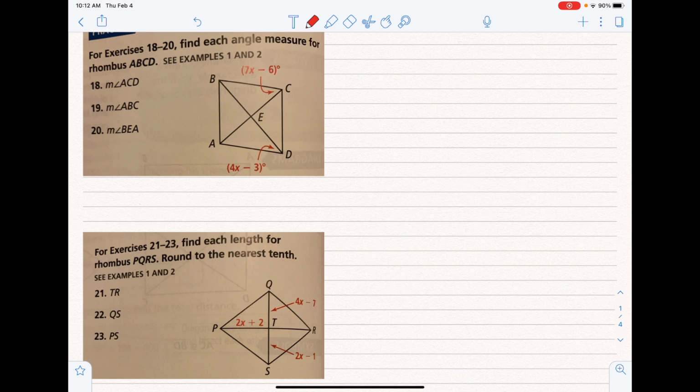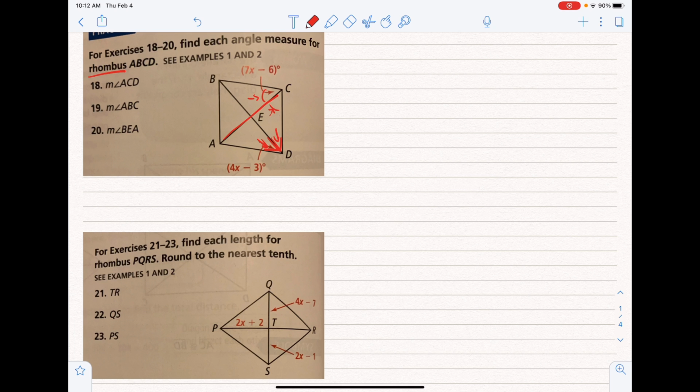This first one says, okay, find the measure of angle ACD. Well, we don't have any information on angle ACD, so we've got to look at what information we do have. It says this is a rhombus, so that's super important. If this is a rhombus, the diagonals bisect the angles through which they pass. So therefore, these two angles right here would have to be congruent, okay? And then just over here, these two angles would be congruent. So that might be helpful.